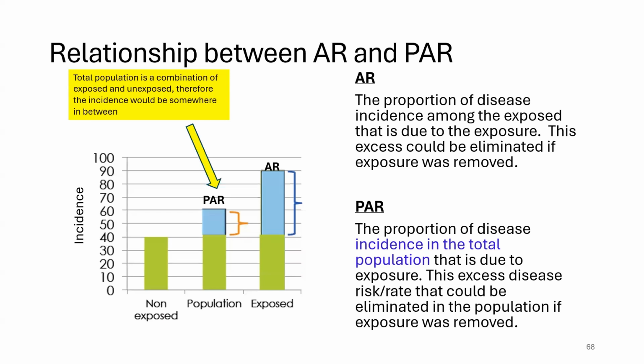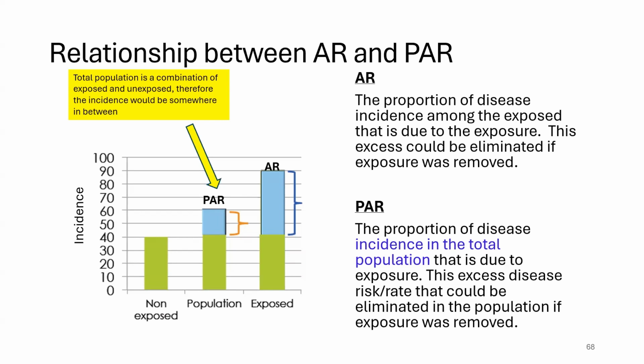So obviously there's a very clear difference between attributable risk and population attributable risk. Attributable risk is the proportion of the disease among the exposed that is due to the exposure. And we know that we could remove or eliminate this excess if the exposure itself was removed. When looking at the population attributable risk, we're looking at the proportion of the disease in the total population that is due to exposure, and that this excess disease could be eliminated if the exposure was removed.